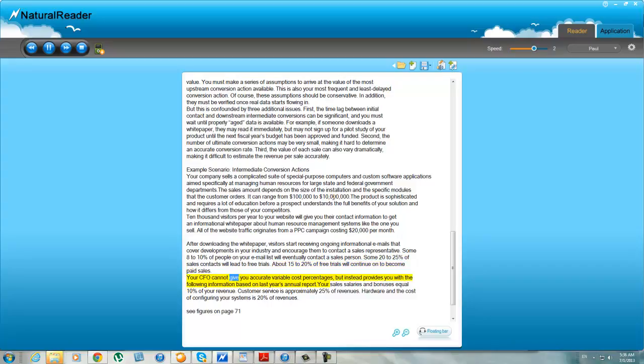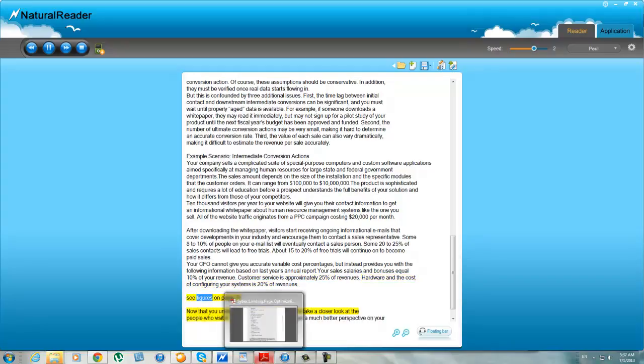Your CFO cannot give you accurate variable cost percentages, but instead provides you with the following information based on last year's annual report. Your sales salaries and bonuses equal 10% of your revenue. Customer service is approximately 25% of revenues. Hardware and the cost of configuring your systems is 20% of revenues. See figures on page 71.